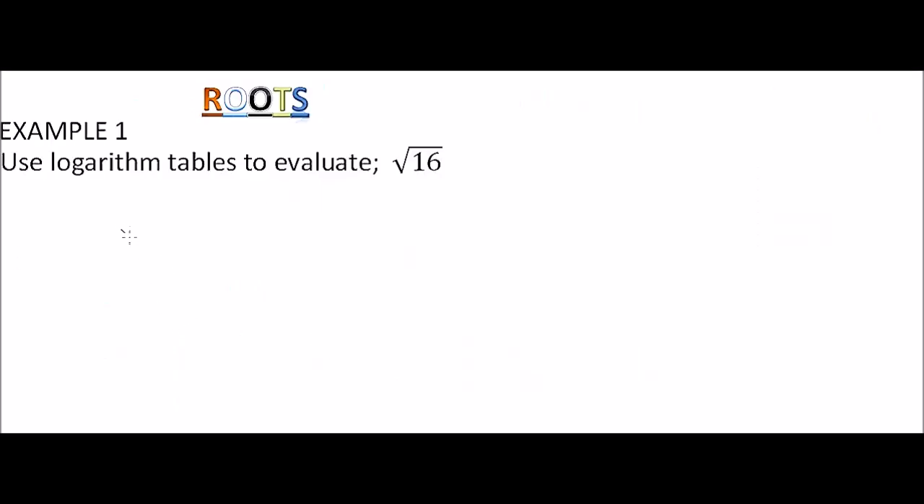So in this lesson, we are going to look at roots. And roots here refers to the cube root, the square root, the fourth root, and so on. So we are going to look at how we make use of the logarithm tables to get the roots. For example, the square root of 16, we know it is 4. But now let's apply the logarithm tables to evaluate that.